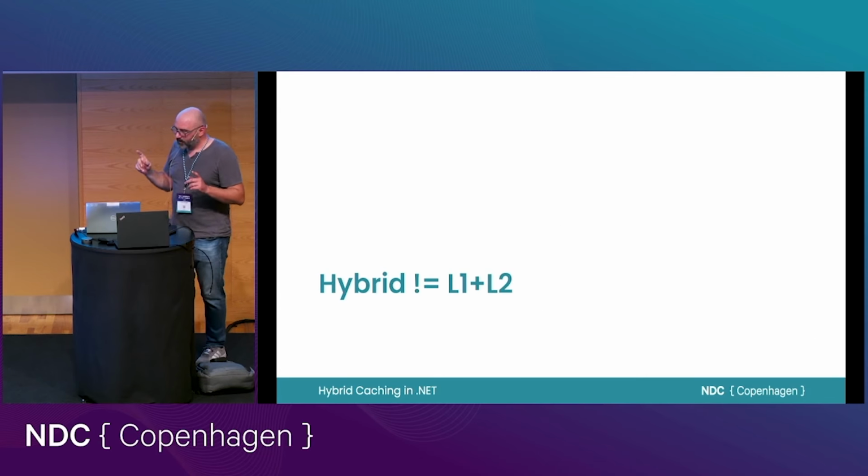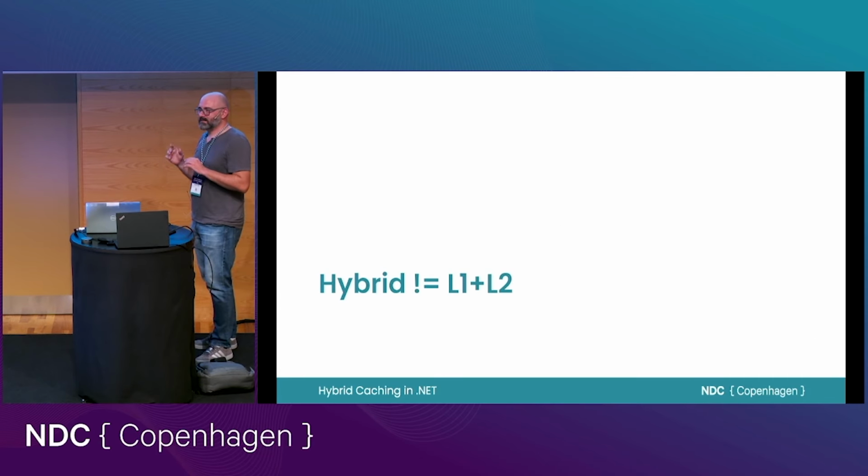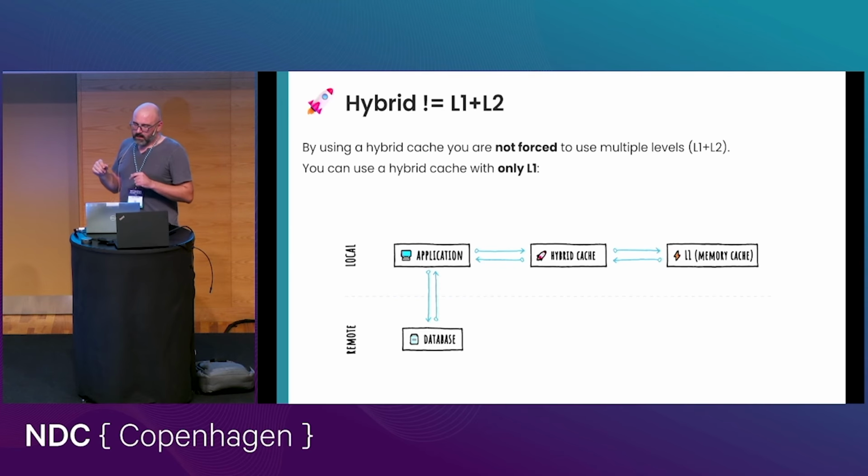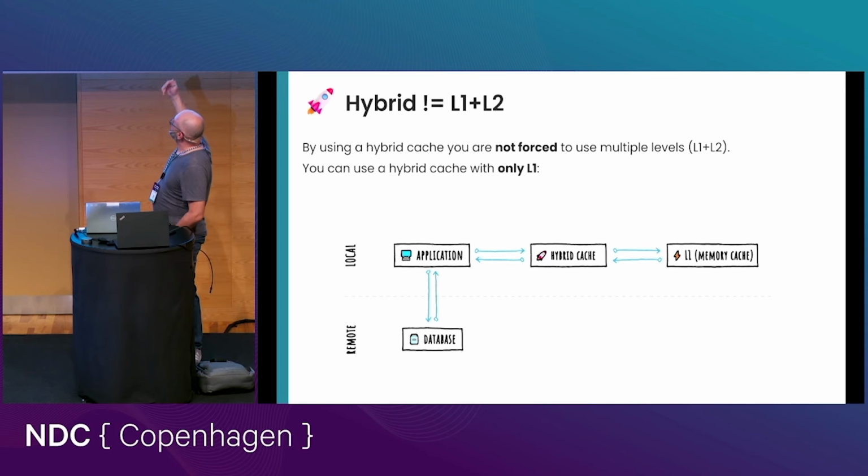So one thing to point out is that hybrid doesn't necessarily mean L1 plus L2. Meaning, by using a hybrid cache, you're not forced to enable a second level. It's optional. The L1, the memory one, is always there because underneath it's just a dictionary. L2, you can use it or not. You can use a hybrid cache only with L1, as in this image.